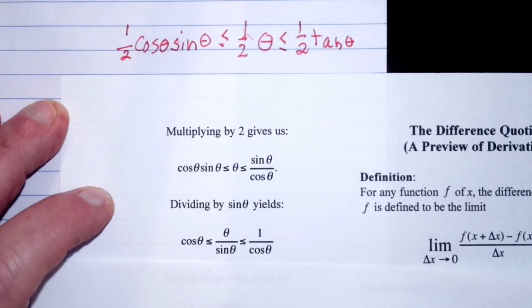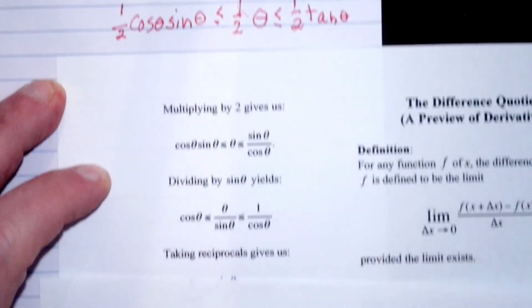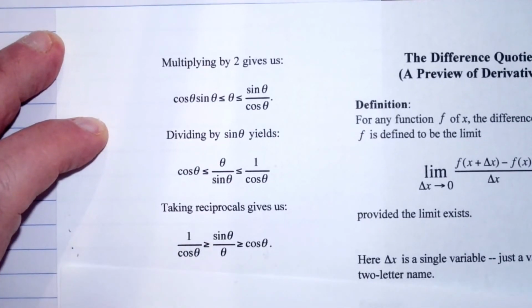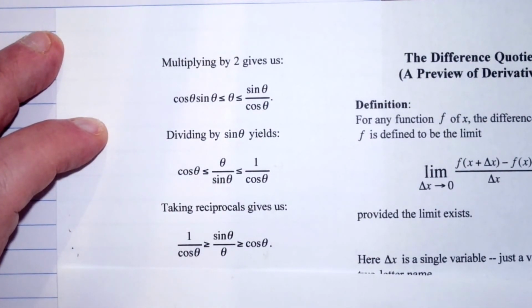So now we take the reciprocals of all 3 parts, and when you take reciprocals, the directions of the inequalities change. So we're going to get 1 over cosine theta is greater than or equal to sine of theta over theta, which is greater than or equal to cosine of theta.